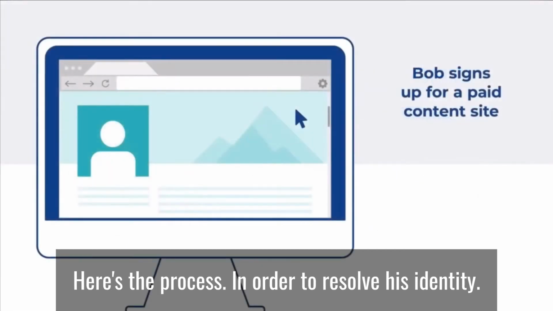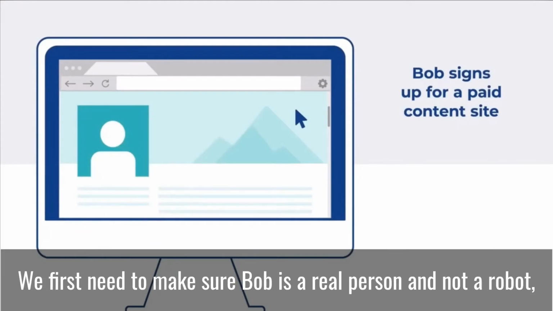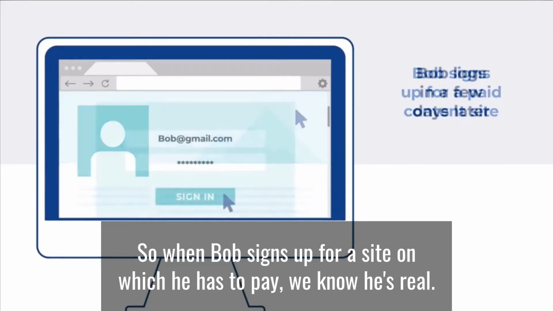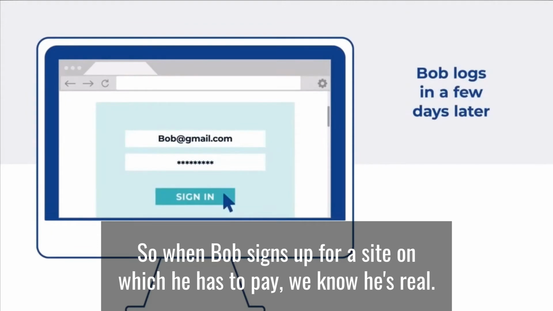Here's the process. In order to resolve his identity, we first need to make sure Bob is a real person and not a robot. And there's one thing we know about bots. They don't buy things. So when Bob signs up for a site on which he has to pay, we know he's real.